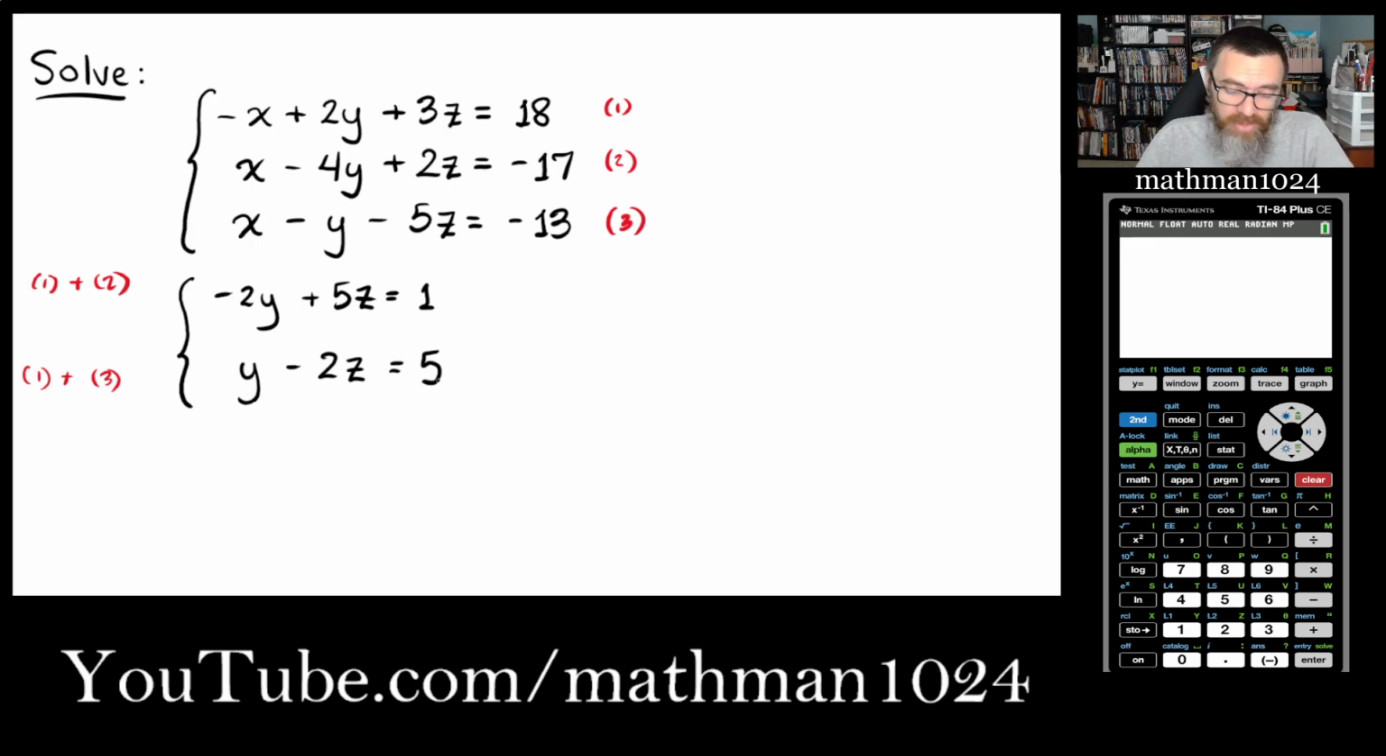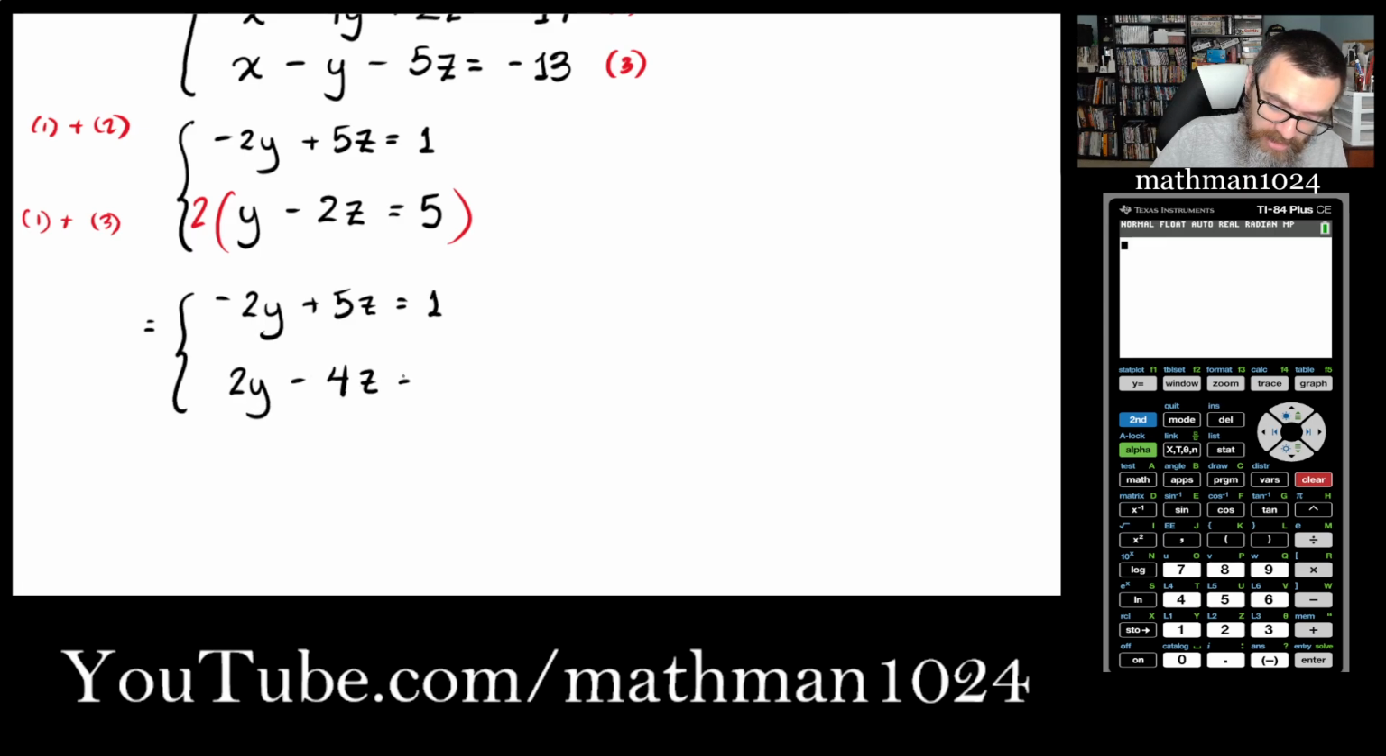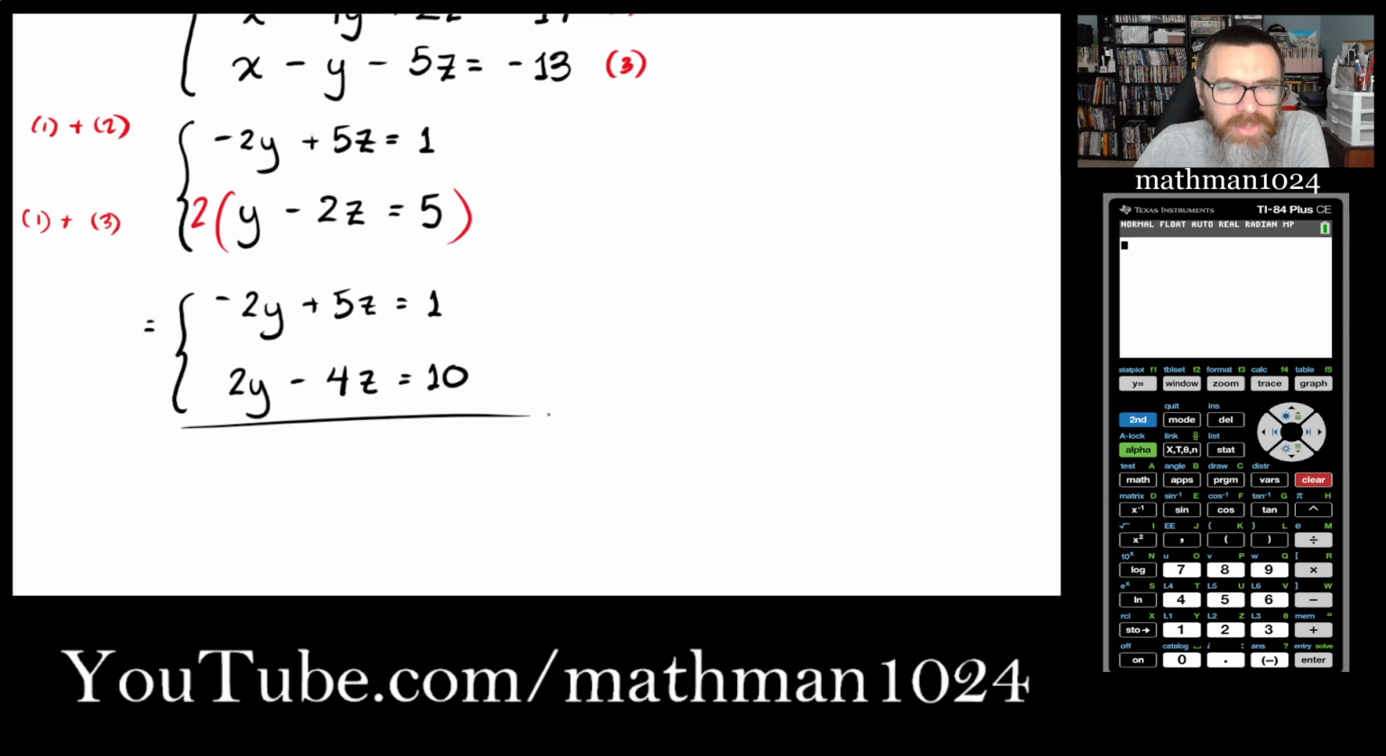Now, if I needed to cancel one of these variables, my eyes are going to the y. Smaller number, I see I just need to multiply the second equation times 2, and I'd be right there. All right, so that means that we would have still negative 2y plus 5z equals 1. Distribute here, so it's not negative. Positive 2y minus 4z equals 10. So when I combine these equations, the y's go away. I have just plain positive z equals 11.